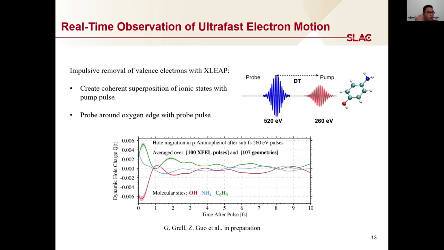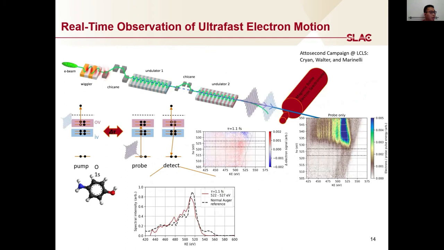So here we show the schematics of our attosecond campaign experiment at SLS. The campaign at SLS is led by James Cryan, Peter Walter, and Agostino Marinelli. The attosecond 260 eV pump, 520 eV probe is made by the split undulator mode of LCLS with an omega-2 omega setup. The magnetic bottle at the end station measures the kinetic energy of the ionized electron.